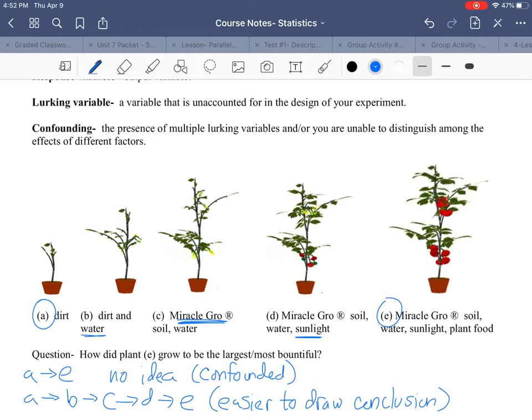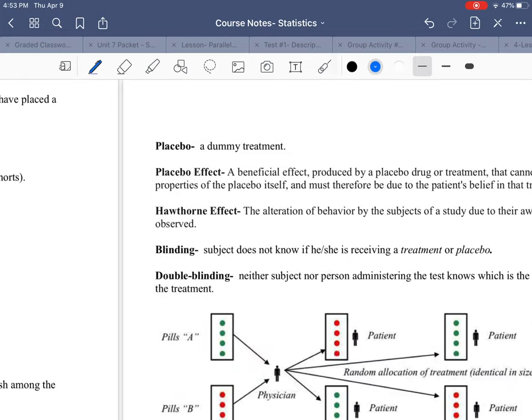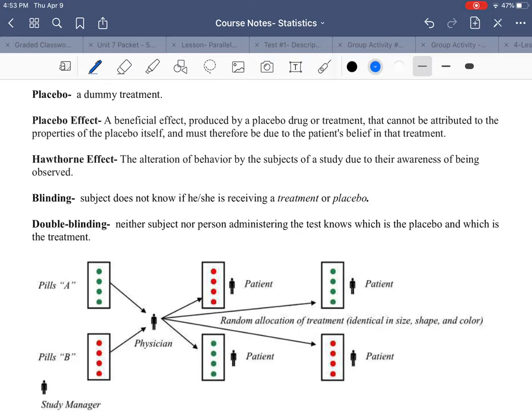Now, is there a lurking variable in here? Sure. I didn't say anything about air, I guess. I don't know what the air quality is. Pesticides or anything like that. I don't. There's some other things that could be at work here that are not accounted for. But if I'm saying that all of these plants are growing in the same environment and that these are the only things that vary, then it's pretty easy to see what the difference is between the different variables.